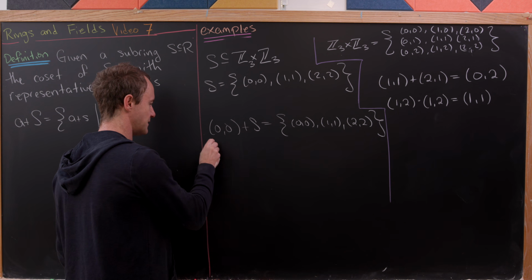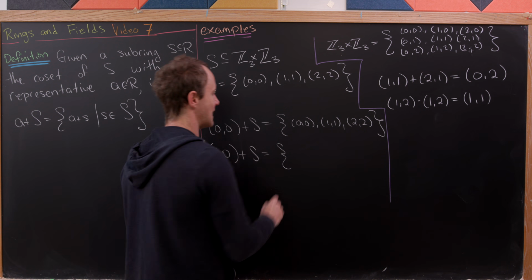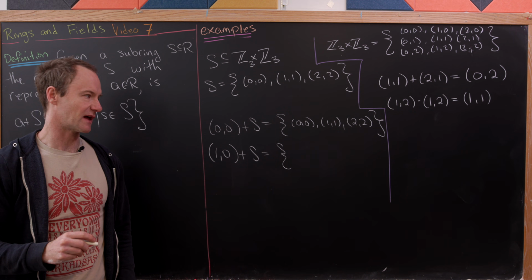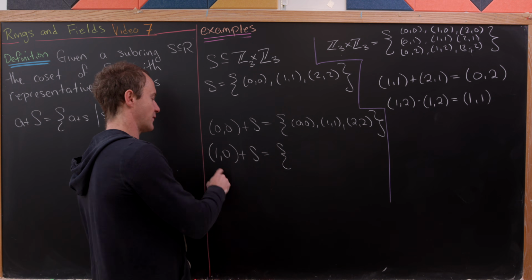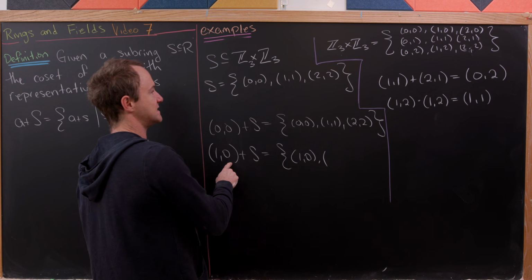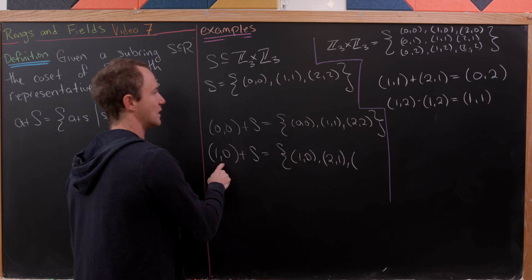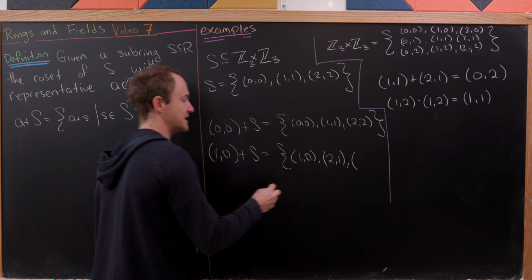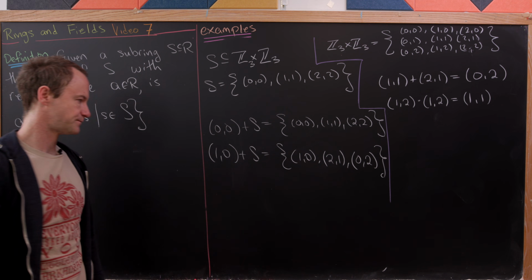Now let's next look at (1,0) plus S. That means we're going to take every element of S. In this case, it's pretty easy because there are only 3 elements in S, and we're going to add (1,0) to them. If we add (1,0) to (0,0), we're going to get (1,0). If we add (1,0) to (1,1), we'll get (2,1). And if we add (1,0) to (2,2), we're going to get (3,2), but 3 is 0, so we're going to get (0,2).